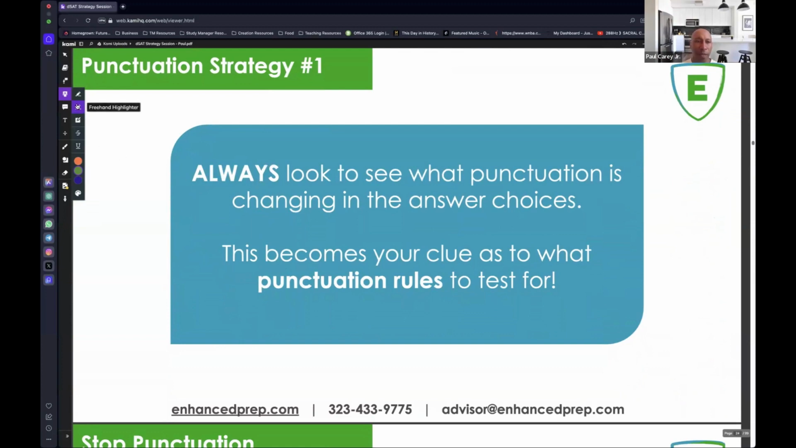Okay? So one thing with the punctuation or the writing section is we always want to look to see what's changing in the answer choices. This is what's going to let us know what's being tested. Okay. So this is cool because we have these things called punctuation rules that can help us out. Remember, this test is going to be different than all the tests that you've probably taken in your life to this point, right? It's 2 hours long. It's testing things that you learned in middle school, elementary school, first year of high school, right? So there's a lot of different things coming at you. So we want to make sure that we're trying to keep this as simple as possible.